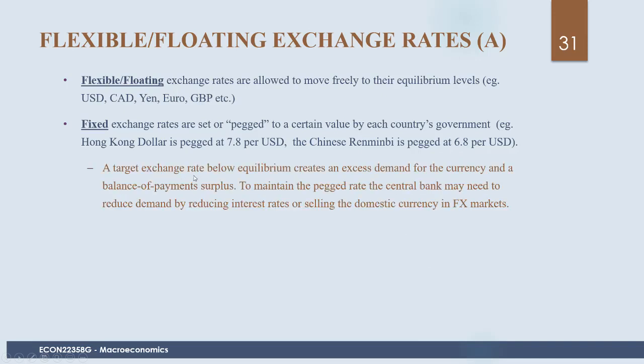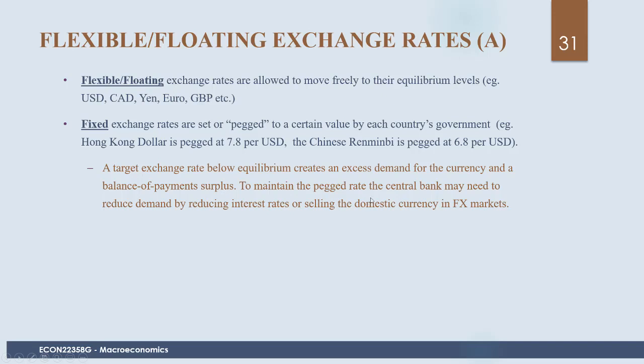So a target exchange rate below the equilibrium creates an excess demand for currency and a balance of payments surplus. Remember when we looked at micro and we talked about price floors and price ceilings, a fixed exchange rate is very similar, right? The government setting the price, and so depending on where it sets it, could result in a surplus or shortage relative to the equilibrium where the market actually wants to go, and then it has to deal with those surpluses and shortages. And so if the target exchange rate is below the equilibrium, it's going to create an excess demand for the currency and a balance of payments surplus.